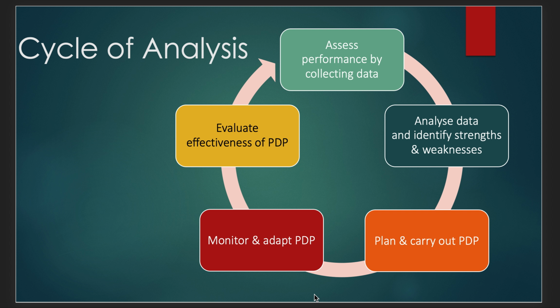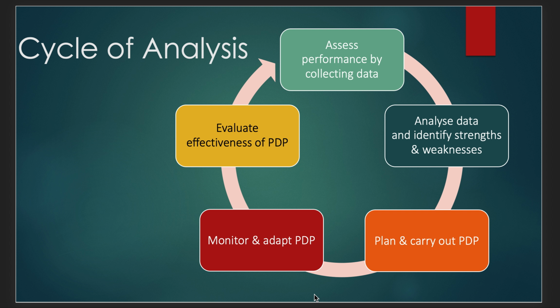The very first stage of the cycle of analysis is to assess performance by collecting data. So we need to collect some data. Then once we have the data, we can analyze it and identify our strengths and weaknesses within our performance. Then progressing on from that, once we know our strengths and weaknesses, we can plan and carry out our PDP. That is when we go into carrying out our training approaches that we have established that we want to use.